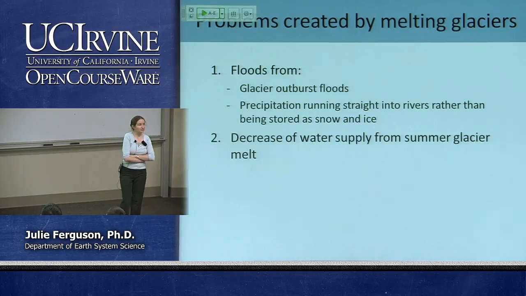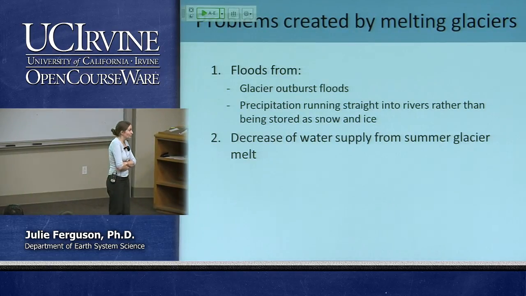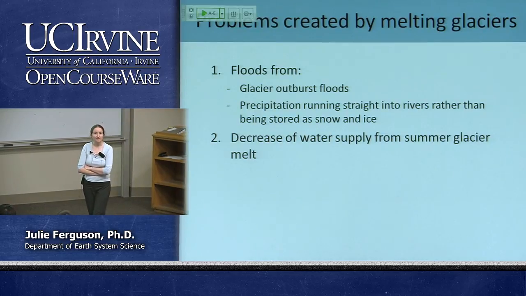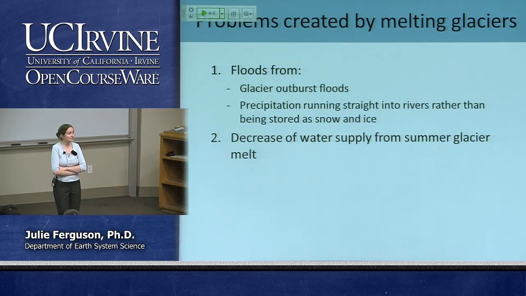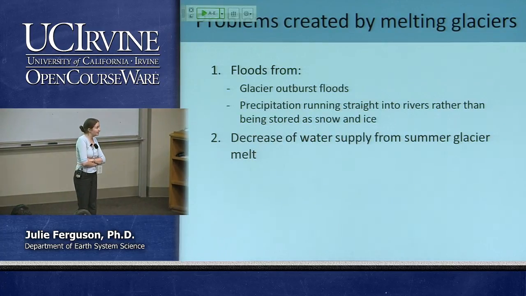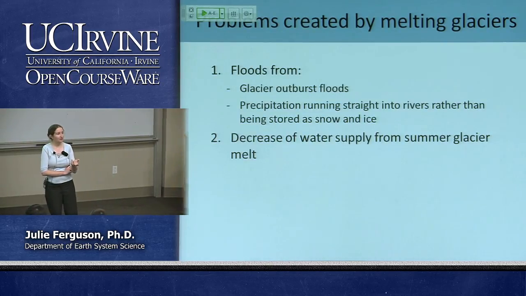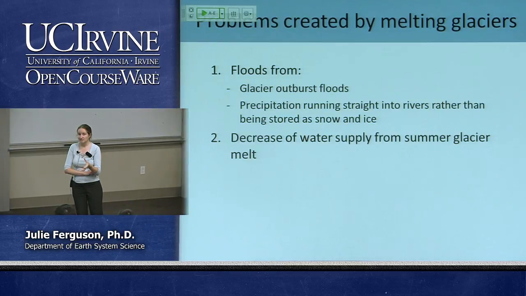So, problems created by melting glaciers. Well, first of all, we just have a lot of extra water. It has to go somewhere. And so we can get flooding, first of all, just from the amount of meltwater coming off the glacier, especially if it collects in a lake and then catastrophically drains, which is what we'll look at today. Also, as a result, if we're getting less precipitation as snow, more of it's coming down as rain rather, and so more of it is going straight into the rivers.